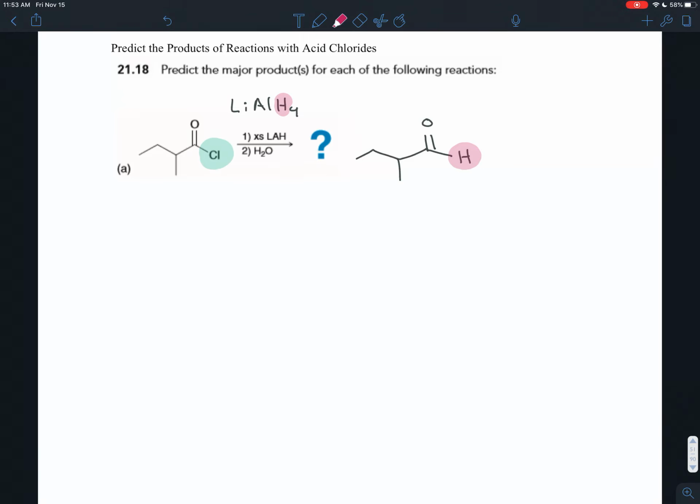Lithium aluminum hydride is an extremely strong nucleophile. We learned a reaction of lithium aluminum hydride with aldehydes in the previous chapter. It reduces them to alcohols. So while it will take the acid chloride to that aldehyde, it will continue. It will reduce it again. You'll replace a bond to the oxygen with a bond to the hydrogen.